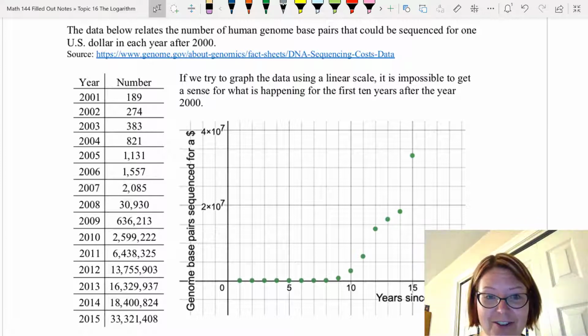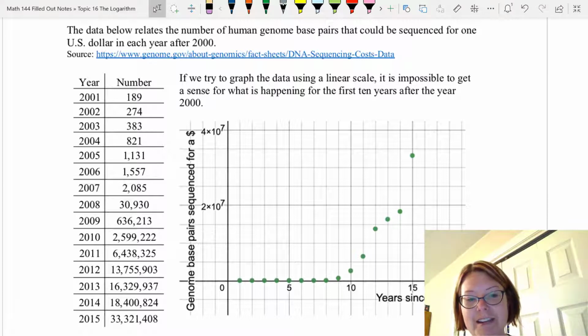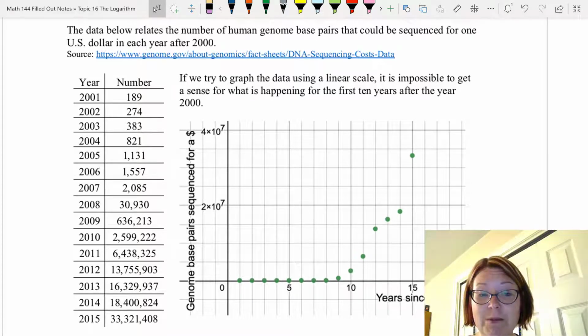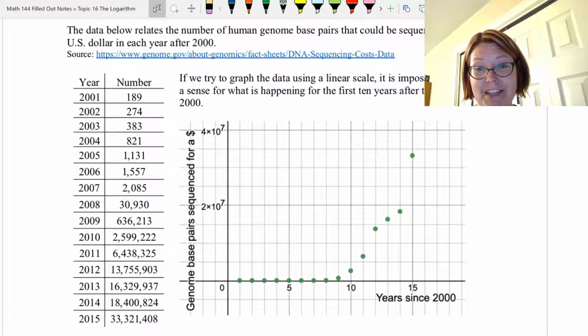Then 636,213, another big jump. Then 2,599,222, then 6,438,325, 13,755,903, 16,329,937, 18,400,824, and 33,321,408. If we just plot this data using a linear scale, it doesn't look very easy to understand.